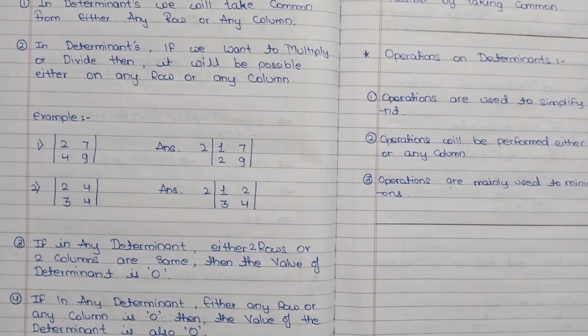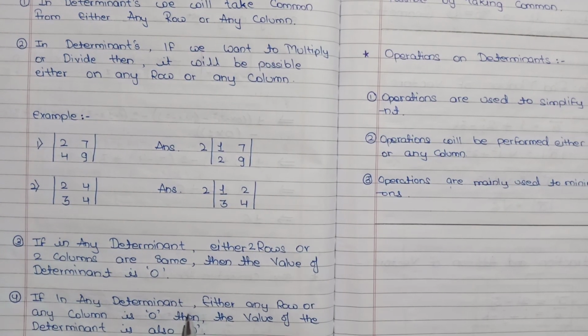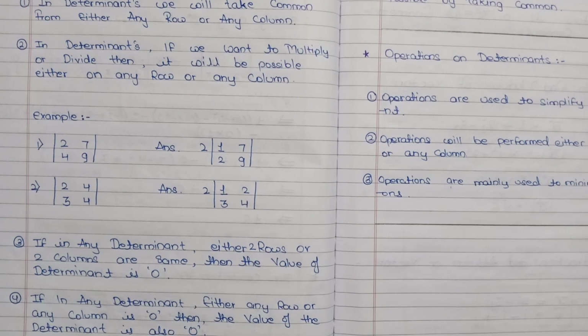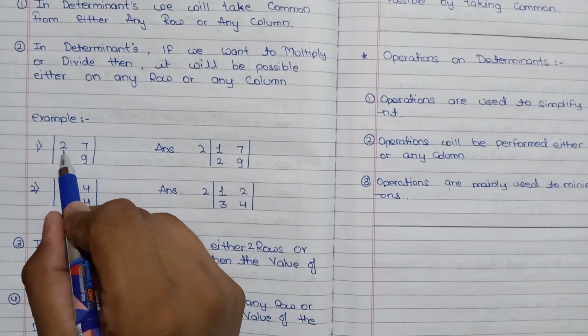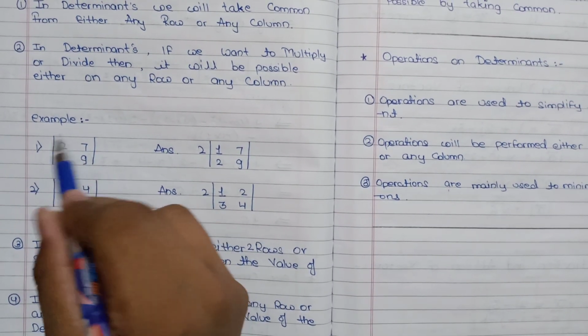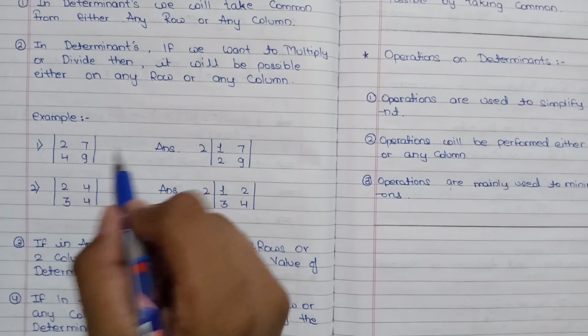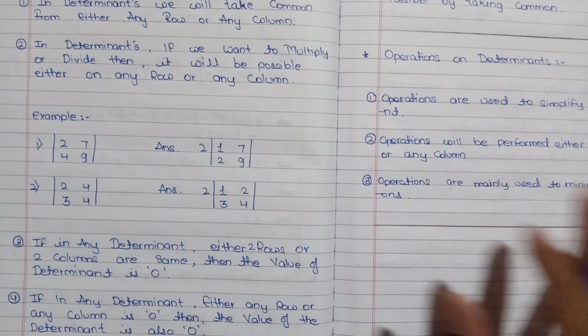So now let's see the fourth property. If in any determinant either any row or any column is 0, then the value of the determinant is also 0. For example, here in place of 2, if it was 0, then the value of this whole determinant would have become 0. Hope you would have understood.